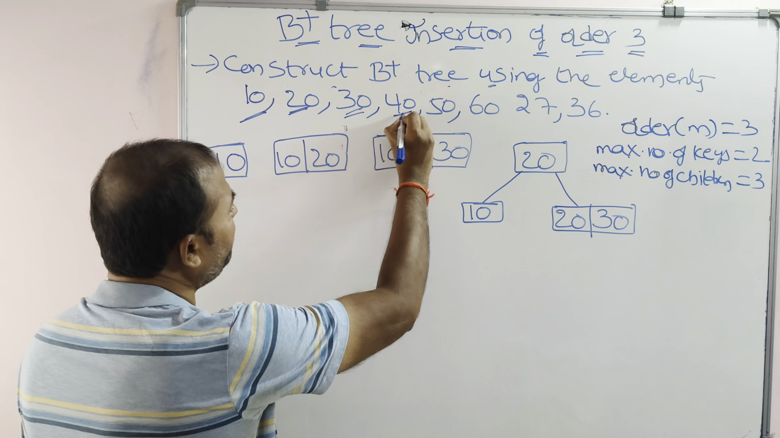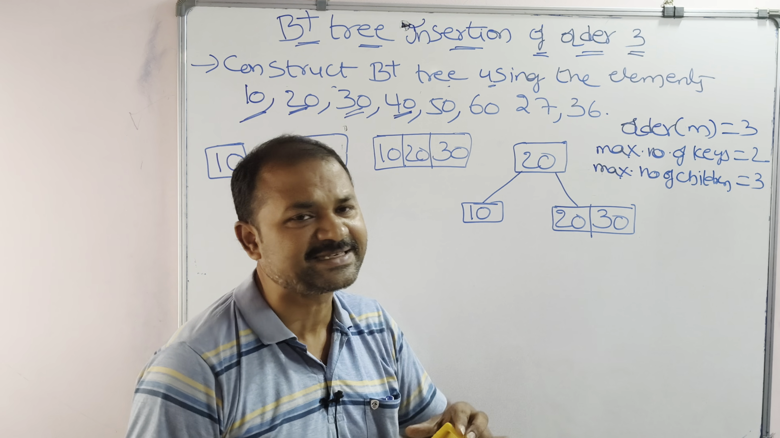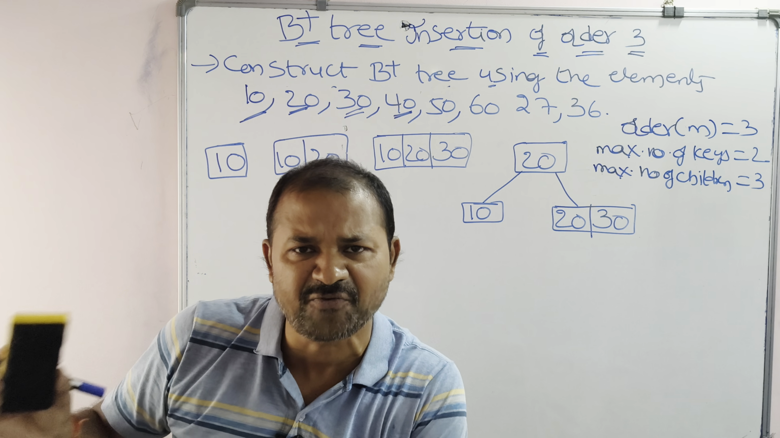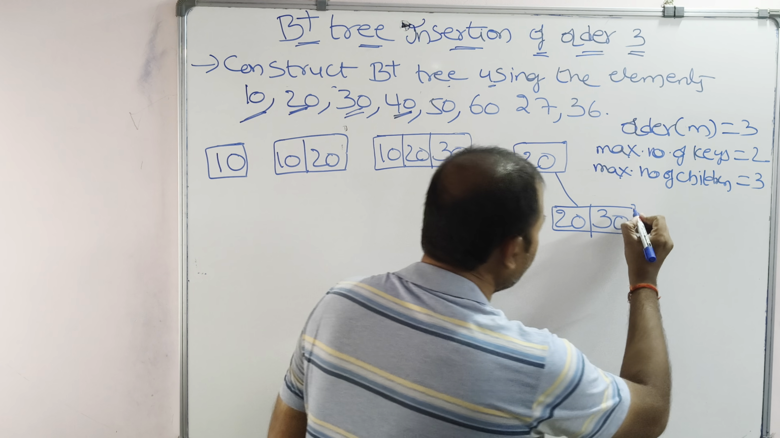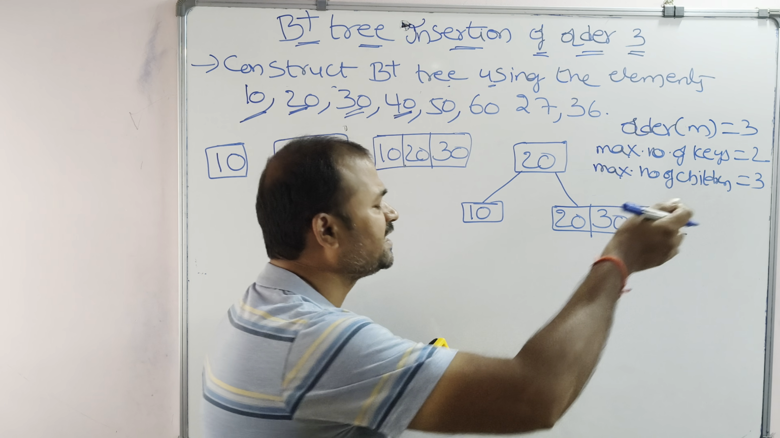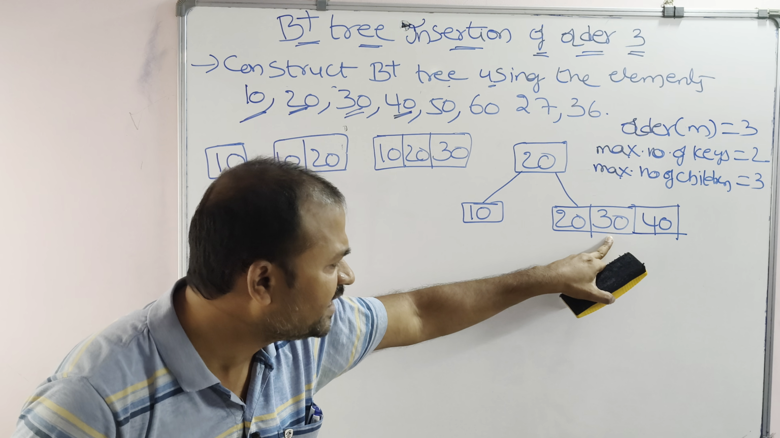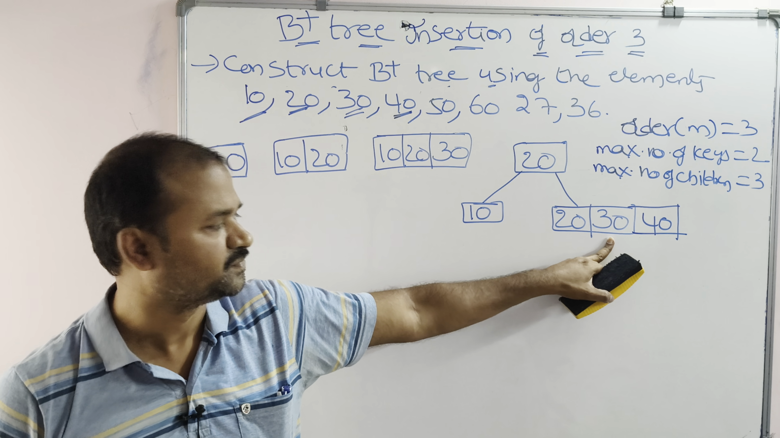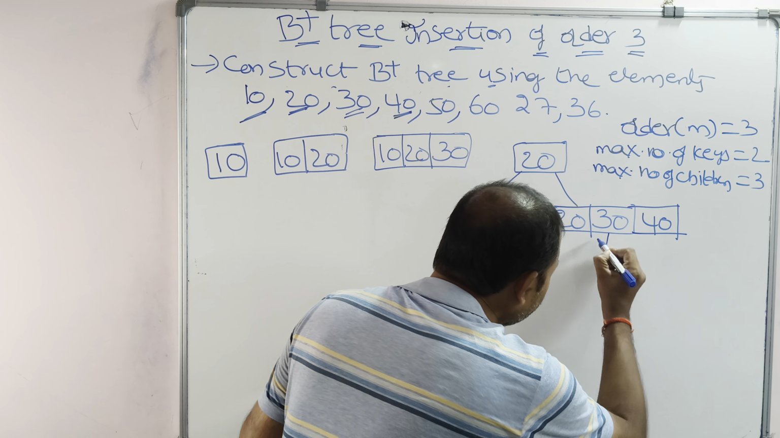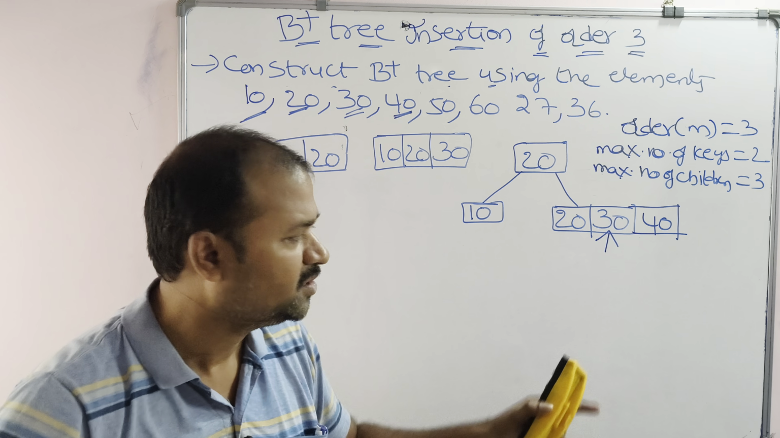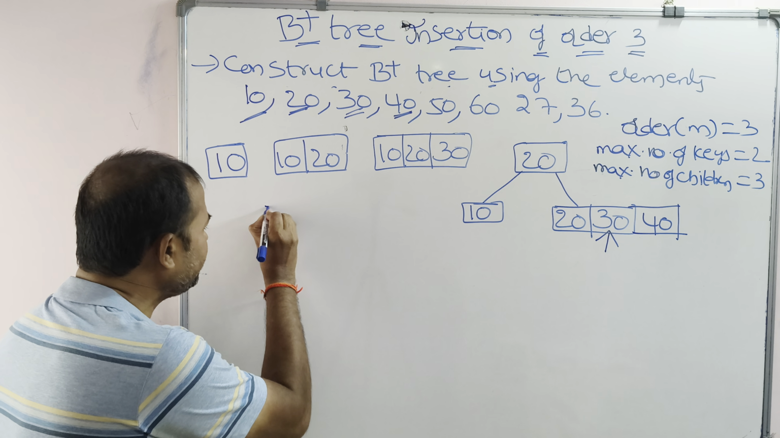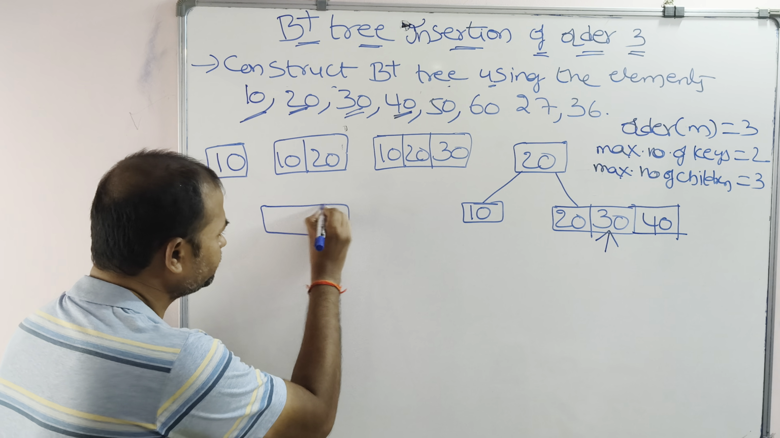Next, let us insert 40. 40 is greater than 20. So here insertion will always be performed on the leaf node. So we have to insert 40 here. Arrange in ascending order. So 20, 30, 40. Again we can say that the leaf node is full. So we have to perform the splitting. Calculate the middle element. Here 30 is the middle element. So move 30 to the parent. So now the parent will contain 20 as well as 30.